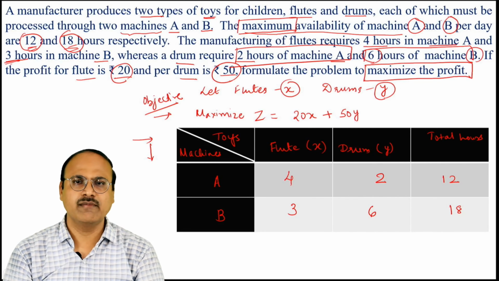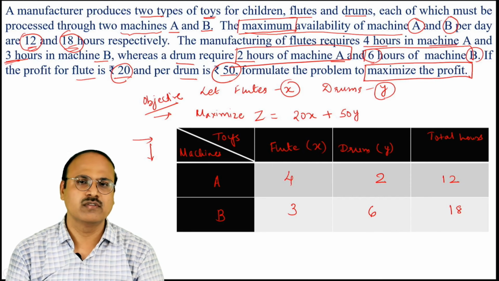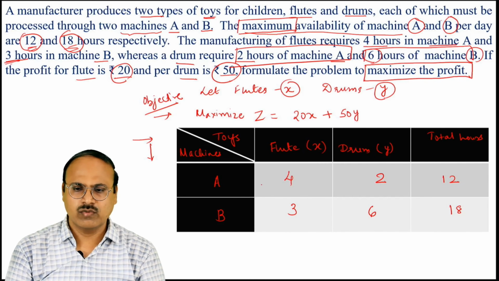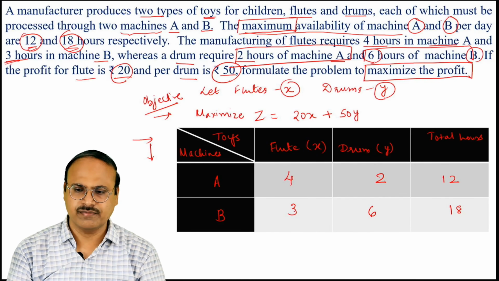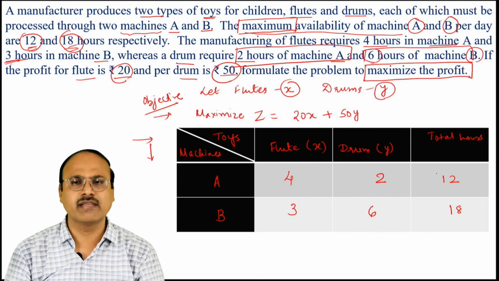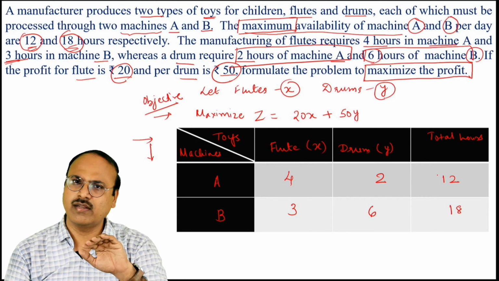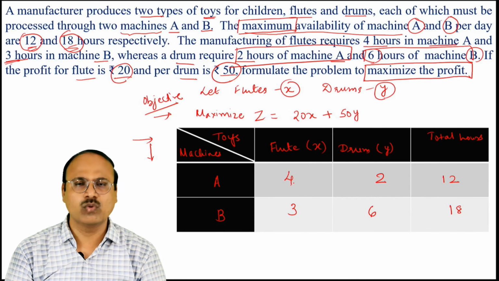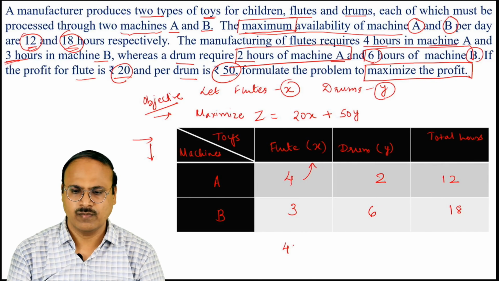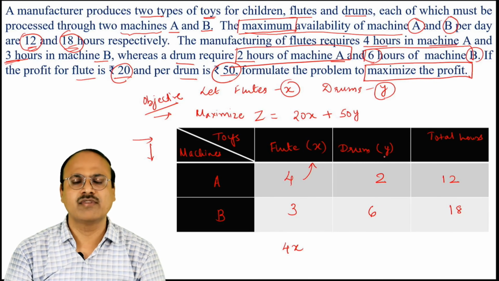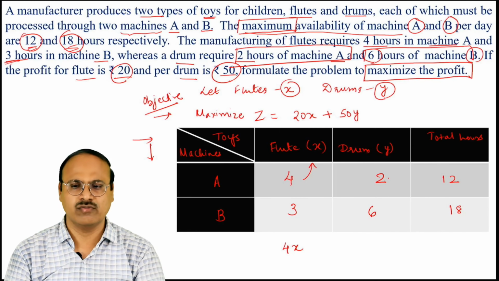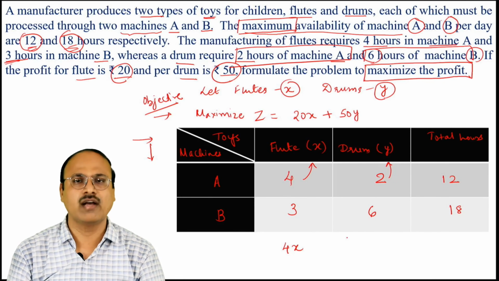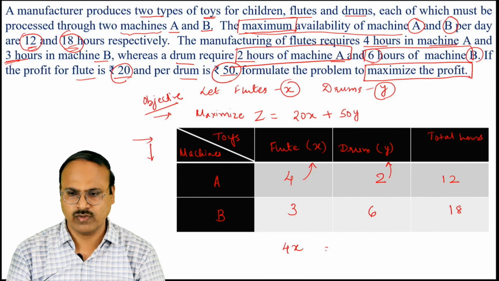Now once we have this table prepared, we have to formulate the mathematical inequations for the two constraints. So what are the two equations which we have? See, machine A can work for a maximum of 12 hours. It can work for less than 12 hours? Yes. If X number of flutes are manufactured, the total hours on machine A will be 4 multiplied by X. And if Y number of drums are produced, 2 hours of machine A is required. Total number of hours for machine A for drums is 2Y.